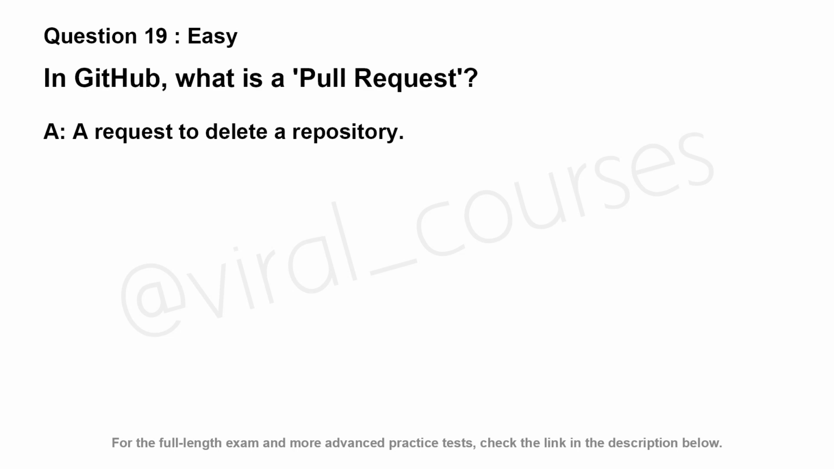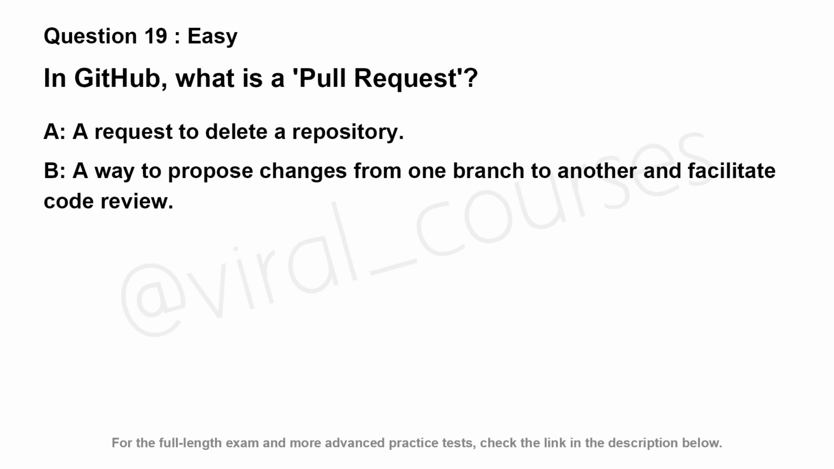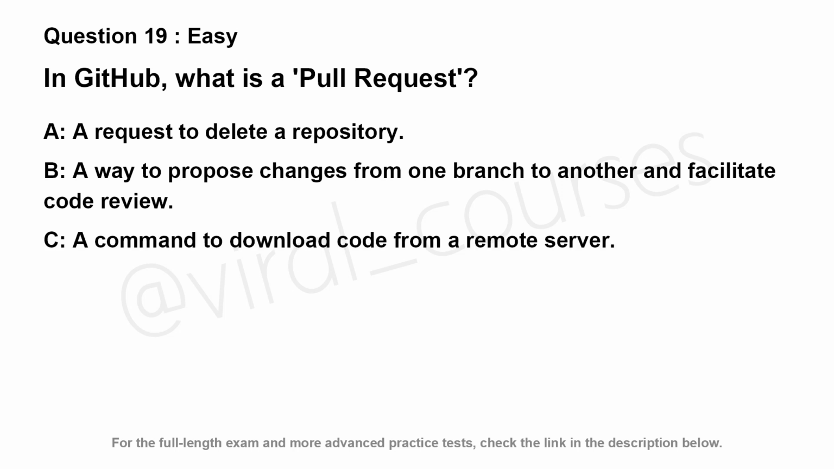In GitHub, what is a pull request? Option A, a request to delete a repository. Option B, a way to propose changes from one branch to another and facilitate code review. Option C, a command to download code from a remote server. Option D, a bug report submitted by a user.